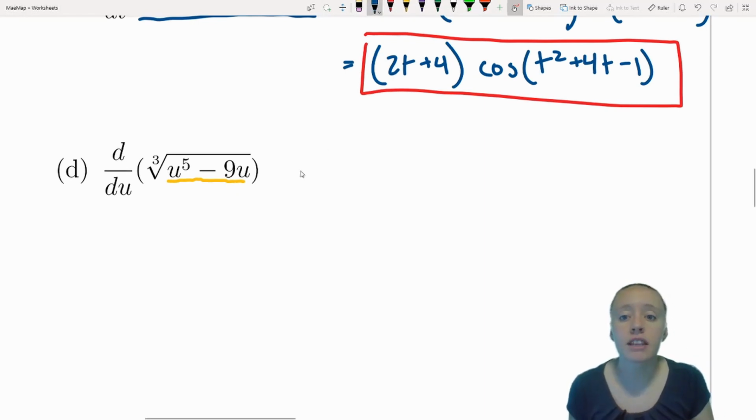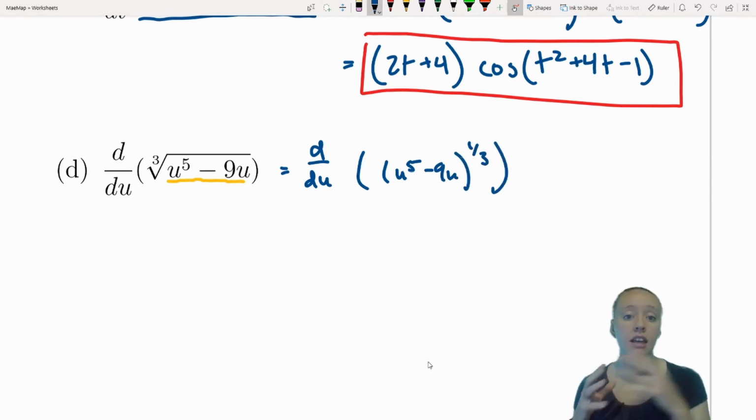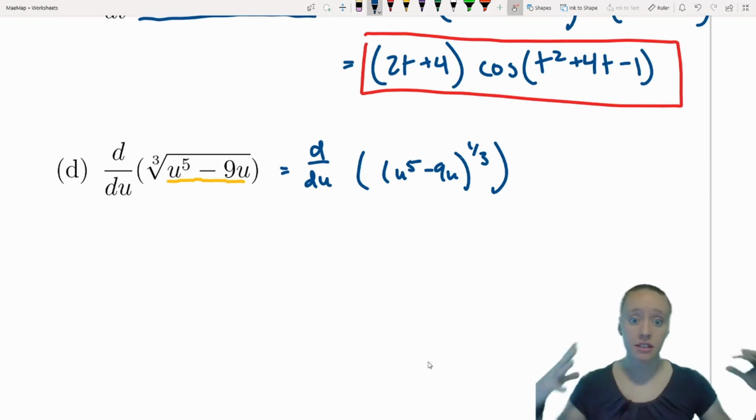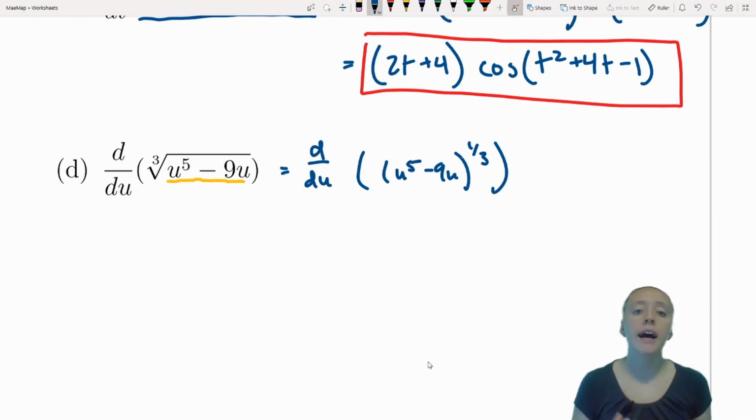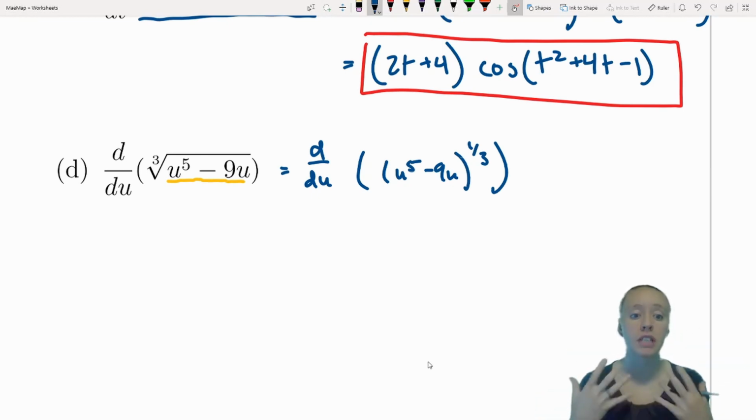I like to rewrite this as the derivative with respect to u of my innermost function, which is u to the 5th minus 9u, but it's that quantity raised to the 1/3, because taking the cube root is the same as raising something to the 1/3. It's just easier to write it like this so that I can visually see the power rule take place.